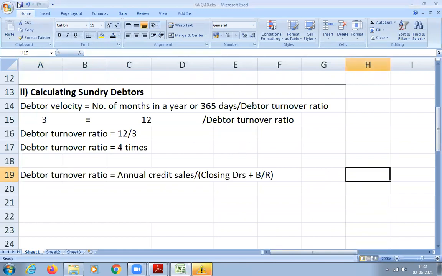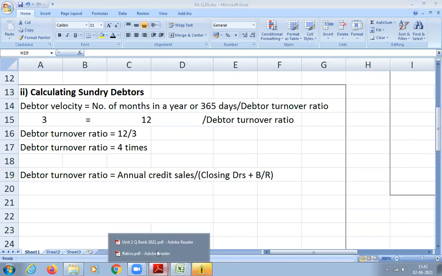Okay, but in this question, he has given us bills receivable. That is why you can see there I did not write just closing debtors or average debtors. I added BR also, that is bills receivable, because that is given in the question. So we need to consider that also. So DTR I know it is 4 times.